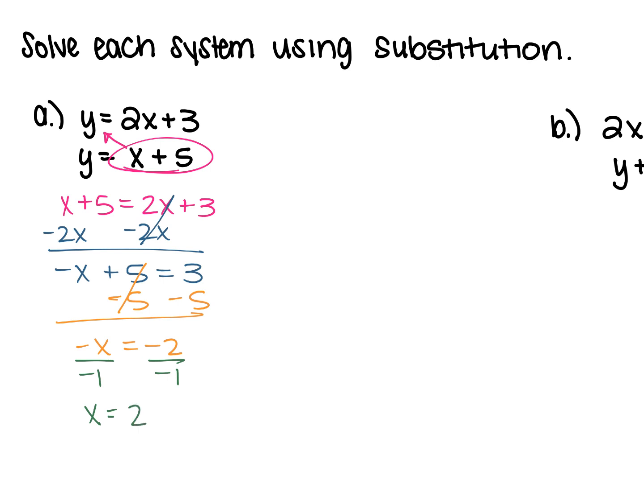Then divide each side by the negative 1 to make x positive, and that gives you x is equal to 2. If x is equal to 2, pick one of the two original equations, plug it in for x, and solve for y. I'm going to use the bottom one just because it's easier. So we have y is equal to 2 plus 5. The 2 plus 5 gives you that y is equal to 7. So if your x is 2 and y is 7, your solution is the ordered pair 2, 7.